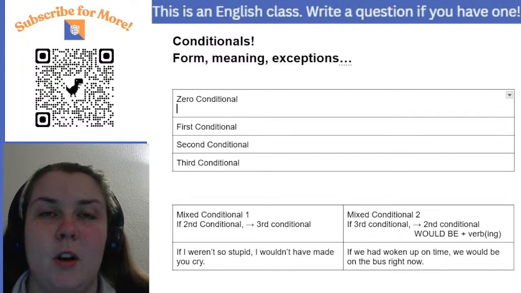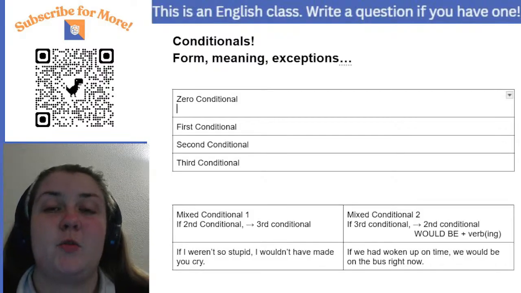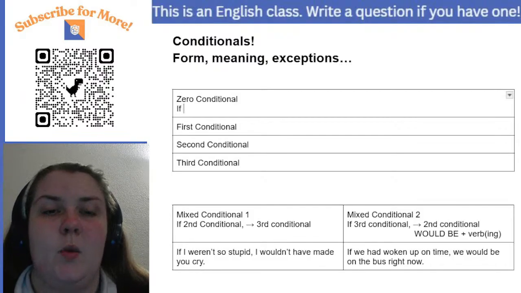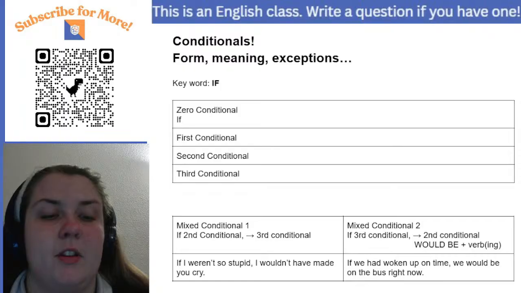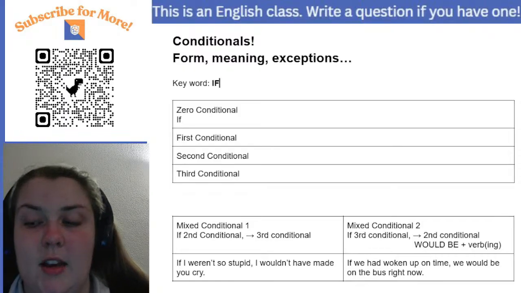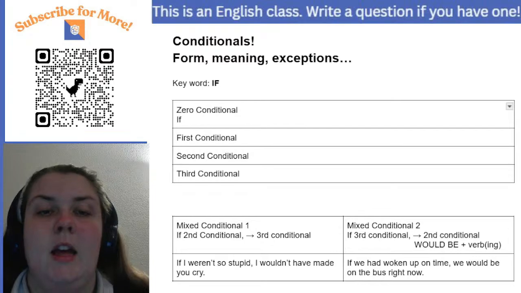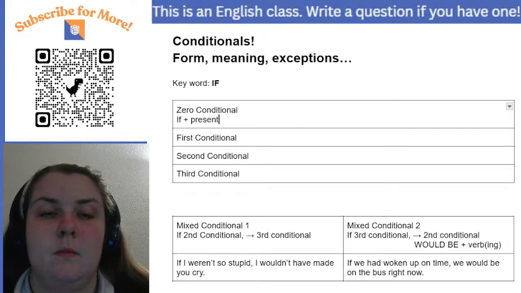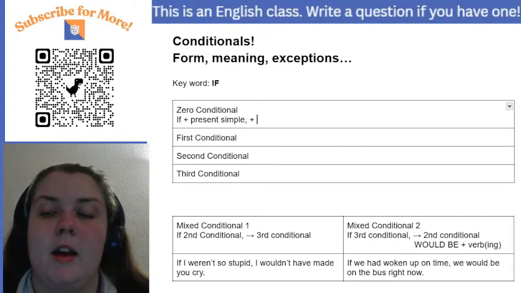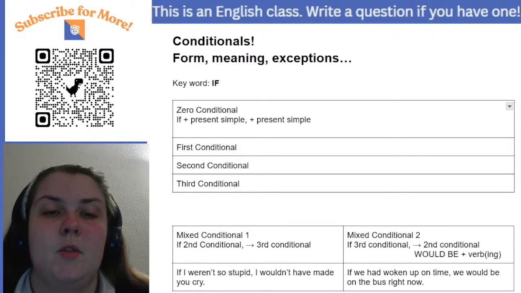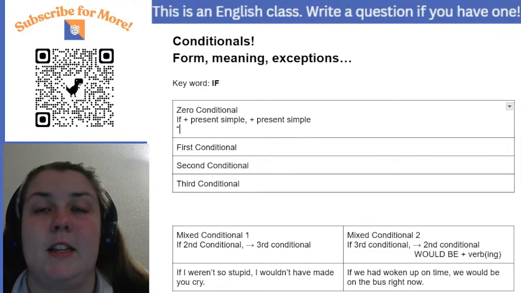Our zero conditional is our very first conditional, which is really, really, really easy. We start with the if statement, which, by the way, this is one of our key words. Right, a conditional if. You can't really have a conditional if you don't have this word. There is another word that satisfies, but if is the best one. If with the present simple tense, followed by, so if I put a comma and then a plus sign, you know that it's the second part of the conditional, followed by the present simple tense again. Let's have a look at an example.